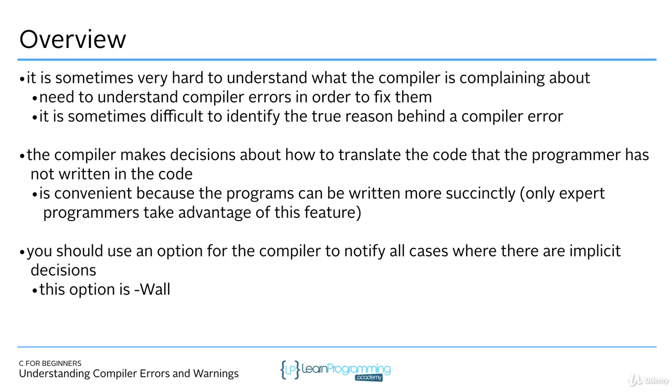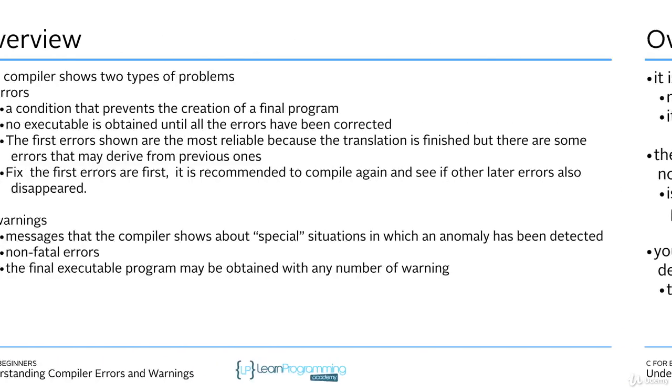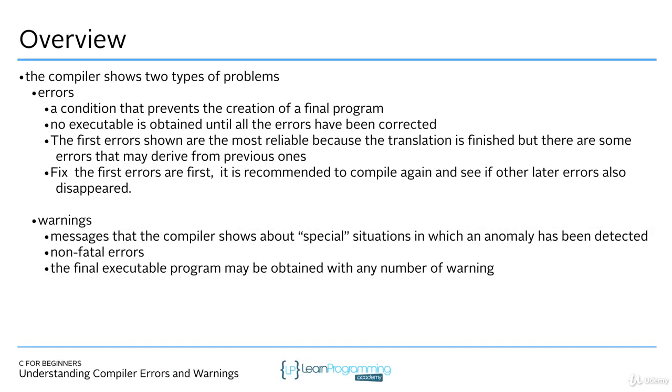Once you have that option on, you can better understand what the compiler is telling you. So the compiler is going to show you two types of errors, or two types of problems. One is an error. This will actually prevent the creation of the program, right? You have a syntax error and the program cannot be compiled. No executable will be created.